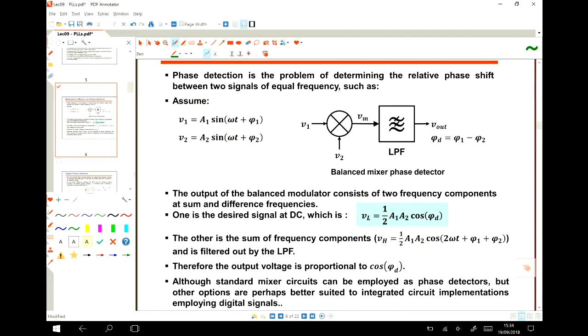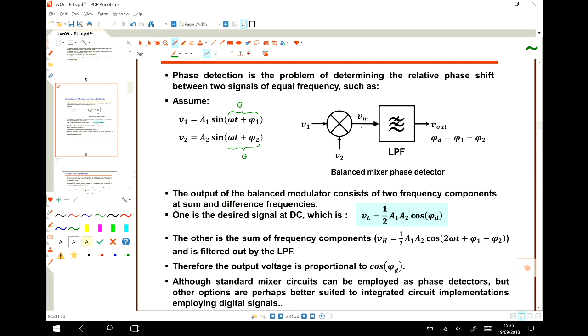All right. A simple phase detector could be a mixer. How? Assume that we have the input signal V1 and V2, and the frequencies of both are the same. I can say that this is a phase, and this is also a phase. For simplicity of analysis, I assume that the frequencies are the same and the phases are not the same. I mean the initial phase of the first one and the second one are not the same.